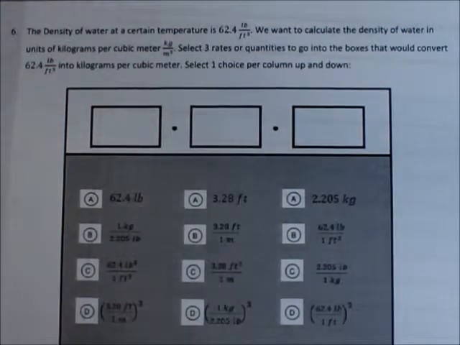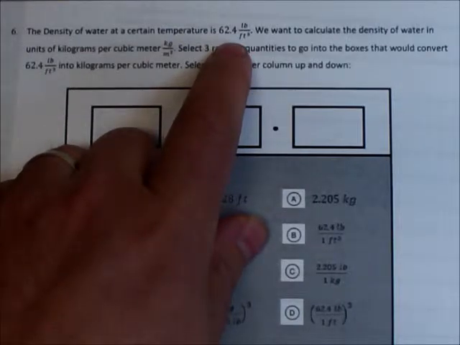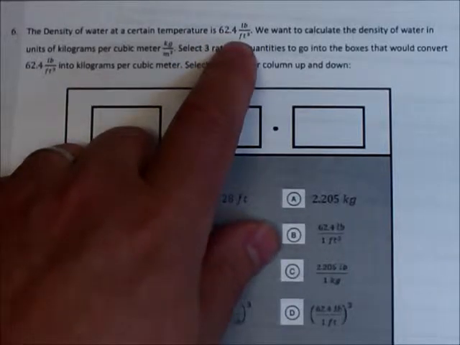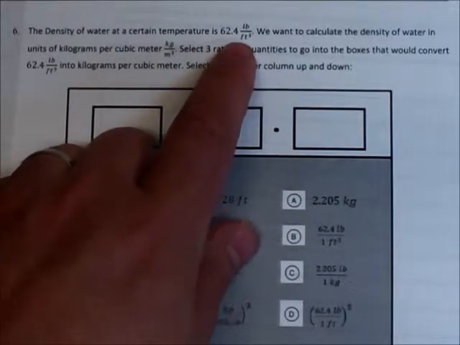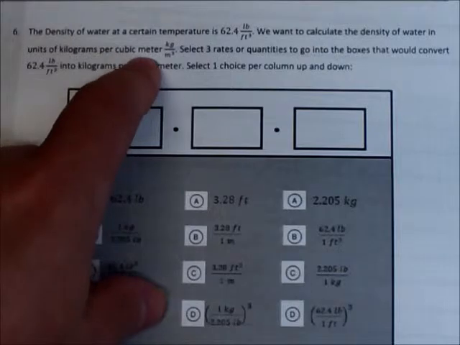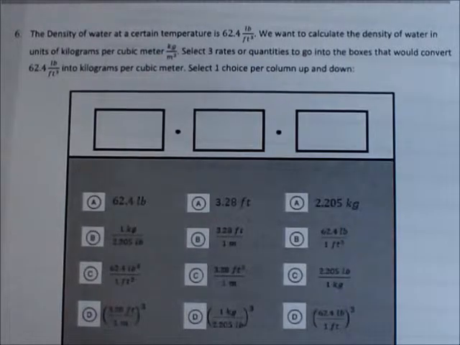Okay, this problem is asking us to convert a certain quantity. The density of water, it tells us, is 62.4 pounds per feet cubed, and we want the units to change to kilograms per cubic meter. So from English units to metric units, select three rates or quantities that go into the boxes that would convert 62.4 pounds per foot cubed into kilograms per cubic meter. Select one choice per column, up and down.